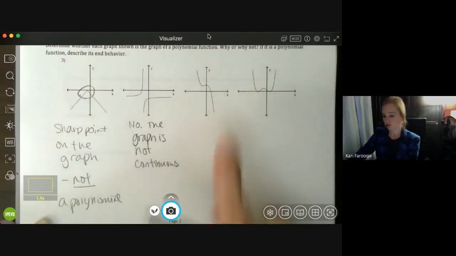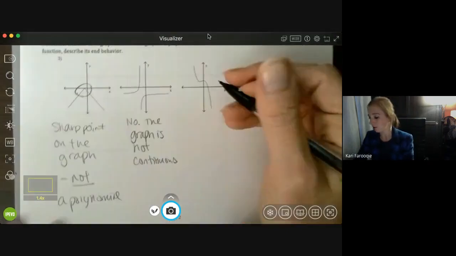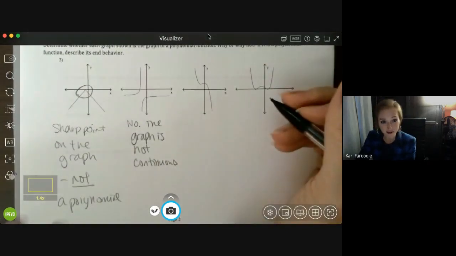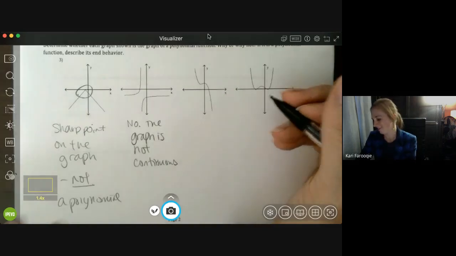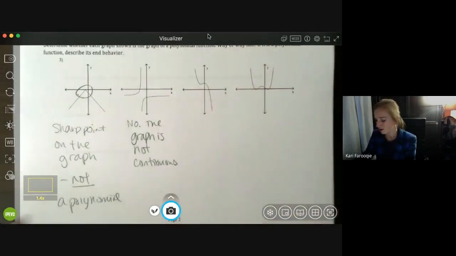I have no takers. Okay. I feel like I'm just teaching to like 5 people right now. Yes, polynomial, very good. You guys were right. The few, the proud, the 5. Yes, this is a polynomial function.